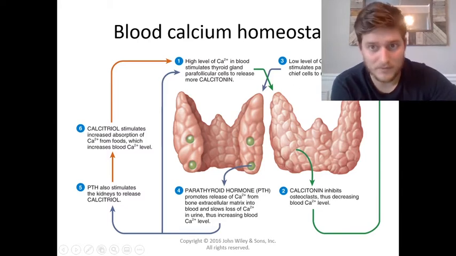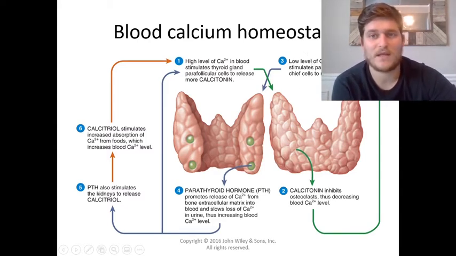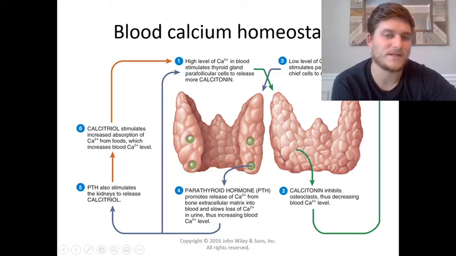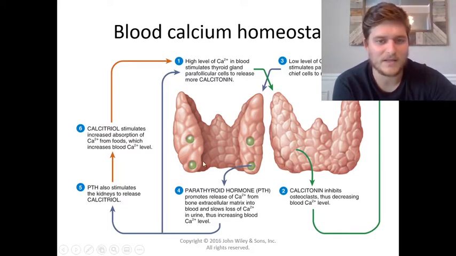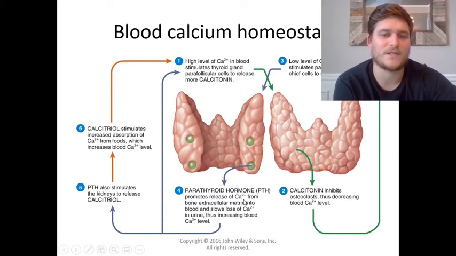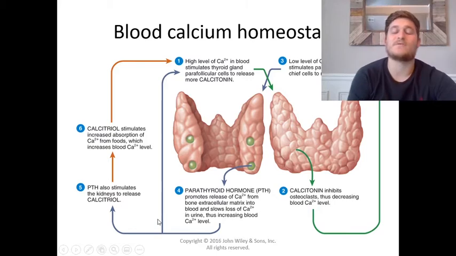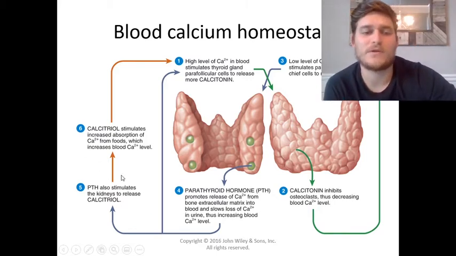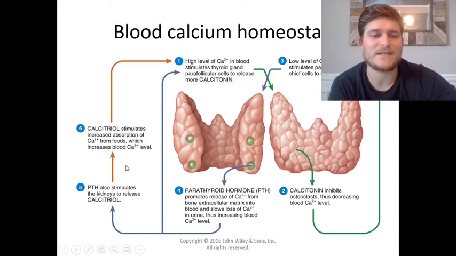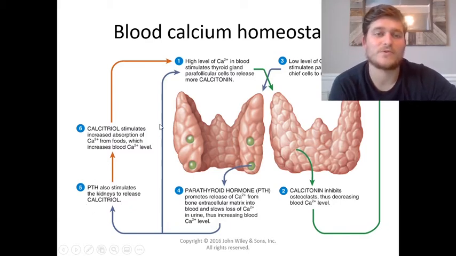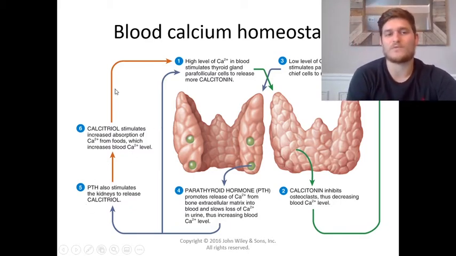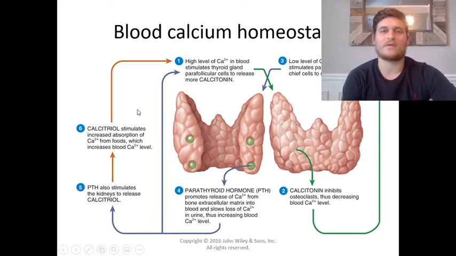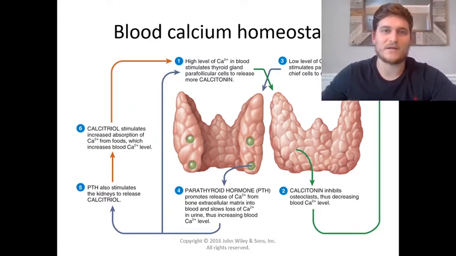However, if there's low levels of calcium within the blood, then parathyroid hormone is released by these chief cells of the gland. And the parathyroid hormone will promote release of calcium from that bone matrix into the blood, and also slows down our calcium loss through our urinary system. And also a secondary effect is that parathyroid hormone is going to stimulate the release of what's called calcitriol, and that's going to increase the amount of calcium we absorb through our food, and therefore we are then going to increase those blood calcium levels.